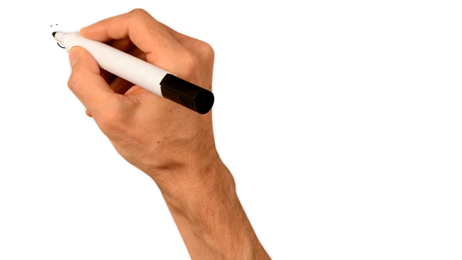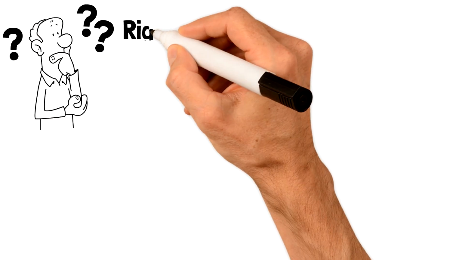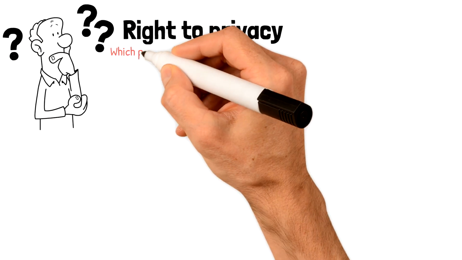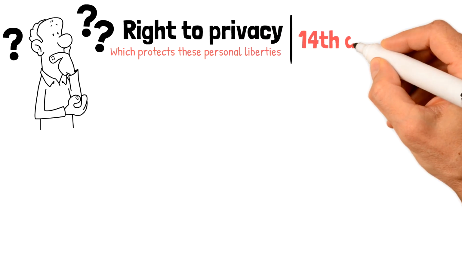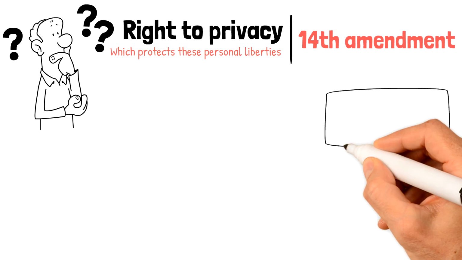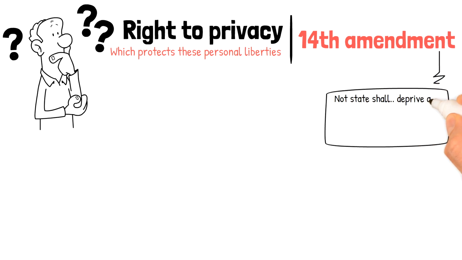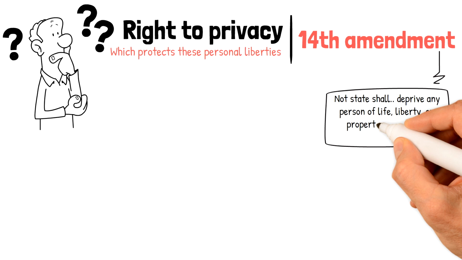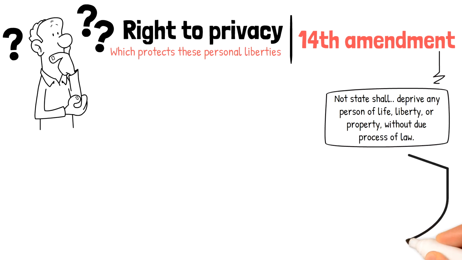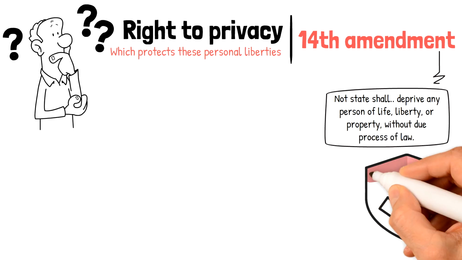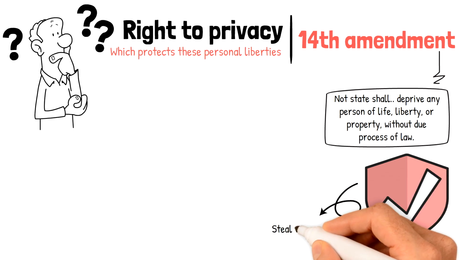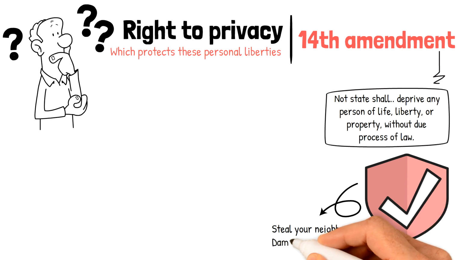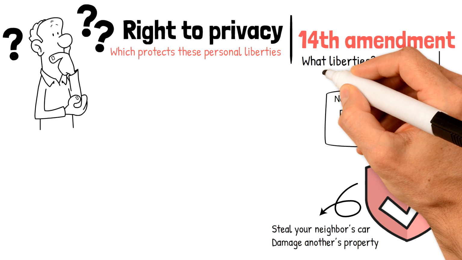So, where in the Constitution do we find the right to privacy which protects these personal liberties? The Roe Court appealed to the Liberty Clause of the 14th Amendment. The 14th Amendment states, "No state shall deprive any person of life, liberty, or property without due process of law." However, the Liberty Clause here does not protect every action. Certainly, you don't have a constitutionally protected right to steal your neighbor's car or damage another person's property. So, what liberties does the 14th Amendment protect?